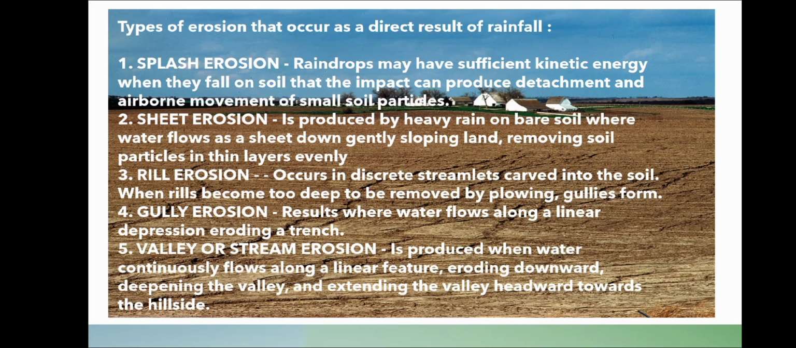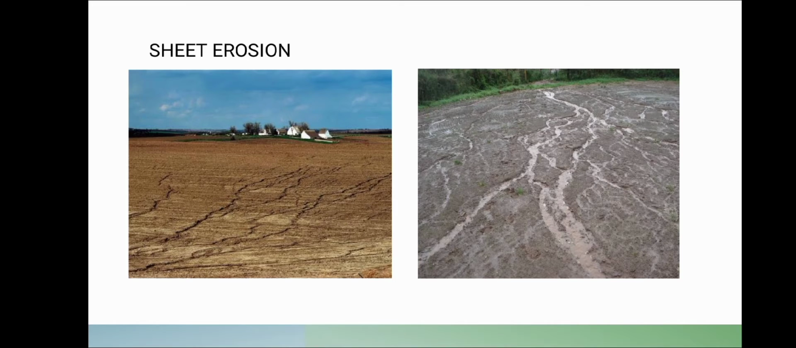Second is the sheet erosion. It is produced by heavy rain on bare soil where water flows as a sheet down gently sloping land, removing soil particles in thin layers evenly. So these are the examples of sheet erosion. As you can see, it is the transport of loosened soil particles by overland flow with wide range. It is when water moves fairly uniform. So parang naga-deeper yung lupa and naka-uniform siya. Naka-uniform yung daanan ng tubig.